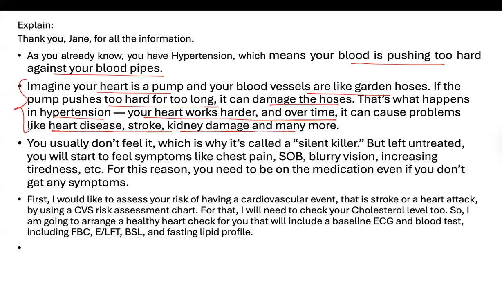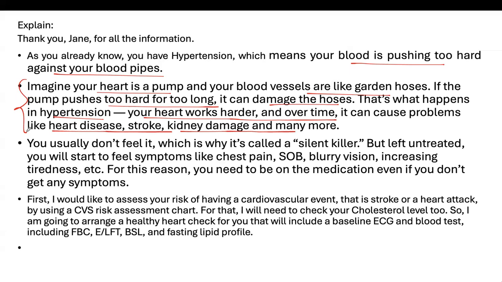See this explanation, we are trying to relate hypertension to something a patient understands. If you can do that, your patient will love you. Your patient will understand. As I said in the first class, Australians love gardens. So if you can explain in their own terms, it really means a lot for a patient.